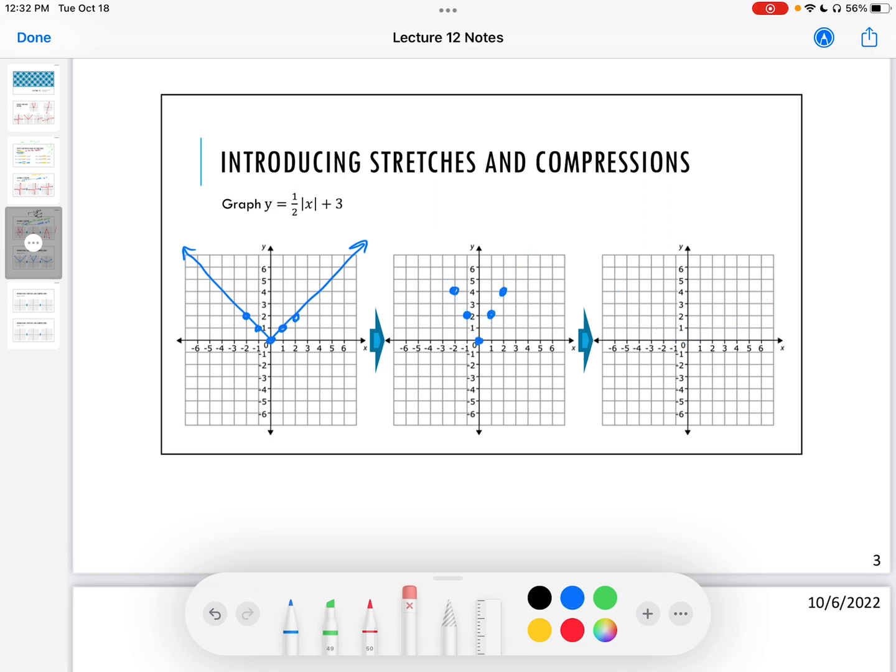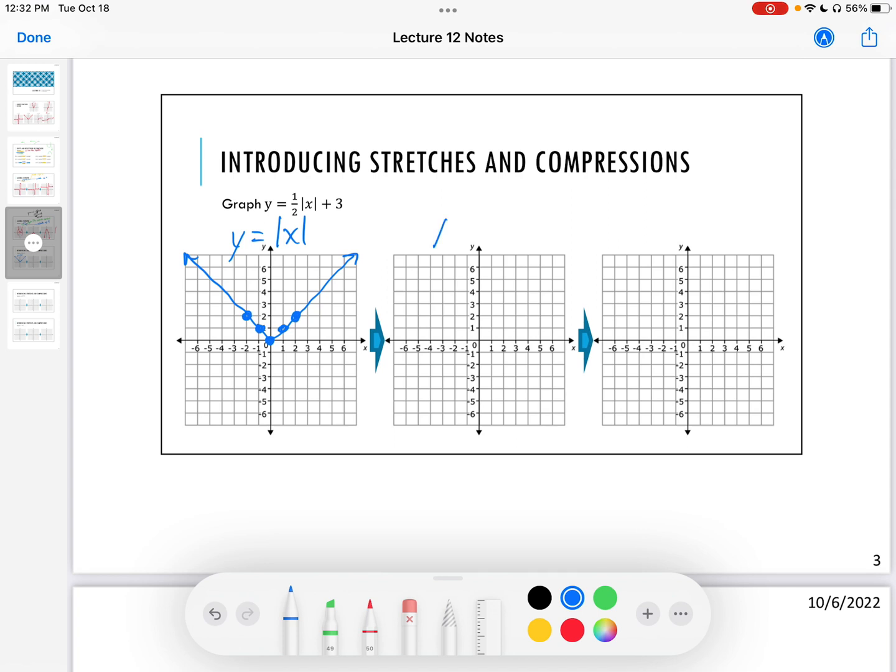Well, first, I've got y equals 1/2 the absolute value of x plus 3. So the first thing that I need to do, and I didn't mention this earlier, is label our graphs up above this. So the first thing I'm going to do is graph my parent function. My absolute value has your 5 points. And remember, absolute value makes a V shape. So there is my absolute value function.